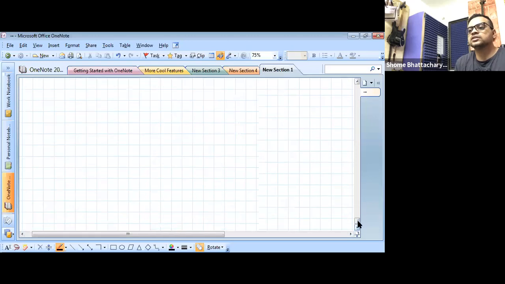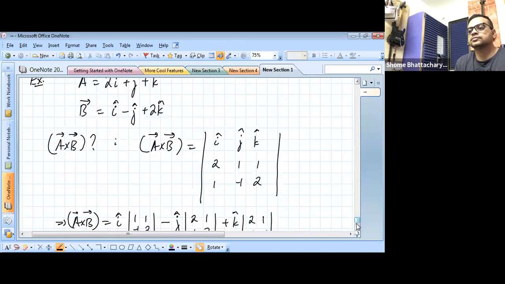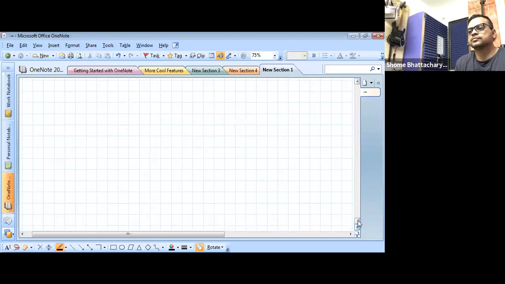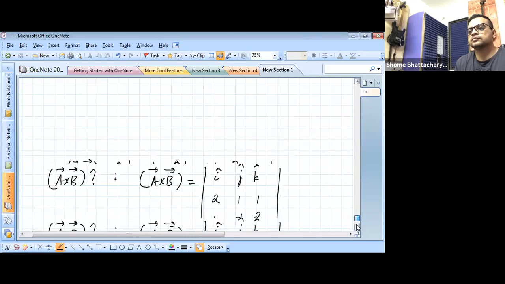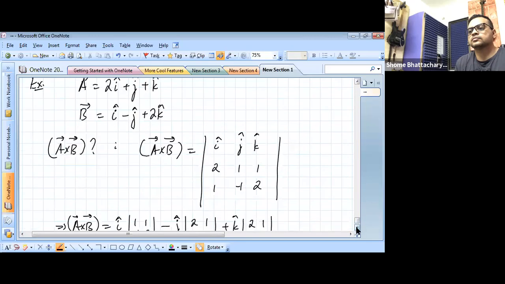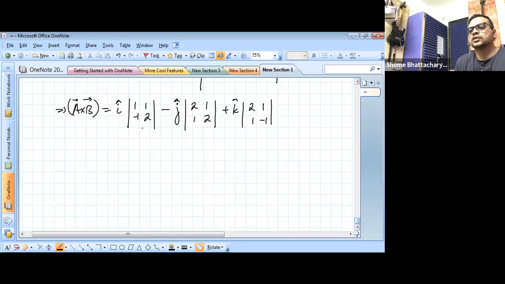So when you solve each of these determinants, you can see this one will become 2 minus of 1. So that is 3 i cap. This will become 4 minus of 1. So that is, but with a minus sign, 3 j cap. And this will become minus 2 minus 1. So that's minus 3. So this will become my A cross B.